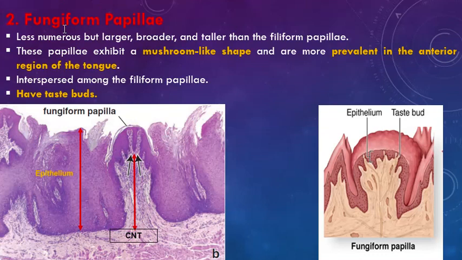Fungiform papillae are less numerous but larger, broader, and taller than the filiform papillae. These papillae have a mushroom shape and are more prevalent in the anterior region of the tongue. They have taste buds.